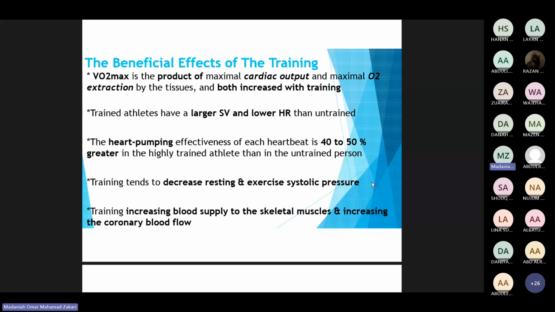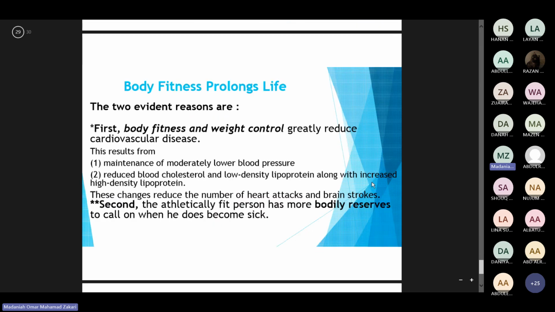Training tends to decrease resting and exercise blood pressure. That is a high level of fitness. Training increases blood supply to the skeletal muscle and increases the current blood flow, of course, not because of the metabolism only, but also by building new capillaries in these muscles. The important thing is exercise is important for your life.